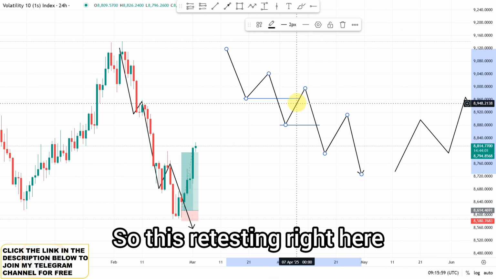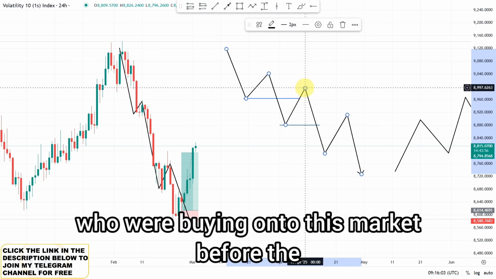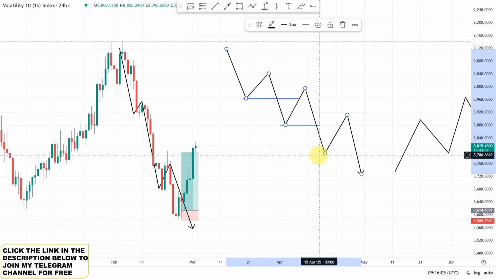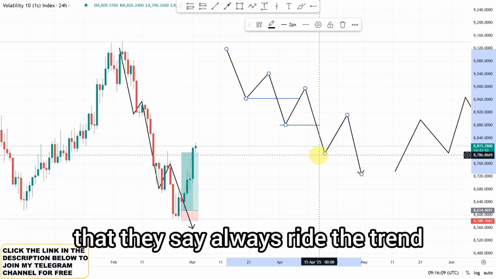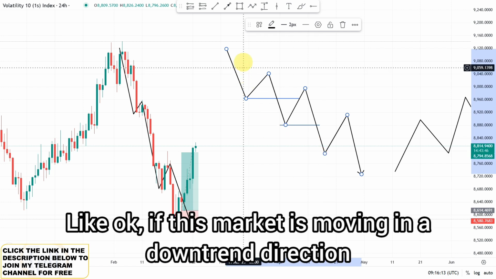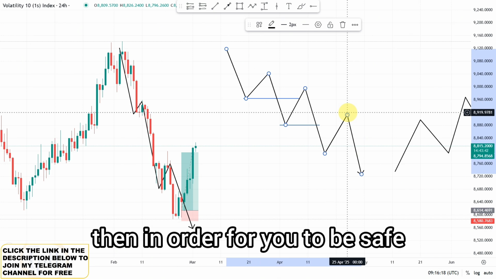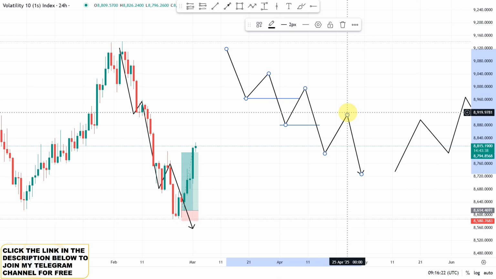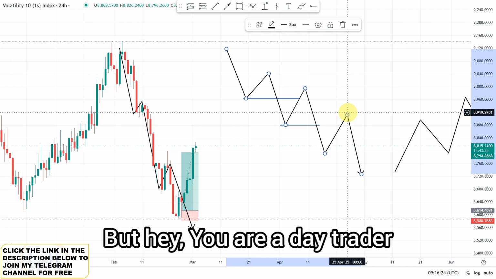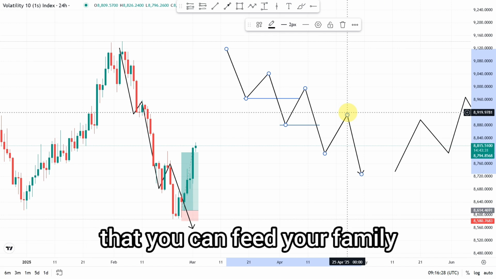This retesting means there were buyers buying into this market before the sellers came in. Now, I know you may have watched videos that say always ride the trend: if the market is moving in a downtrend, then in order to be safe, you should always just look for selling opportunities. But hey, you are a day trader. You have to trade every day so that you can feed your family, all right?